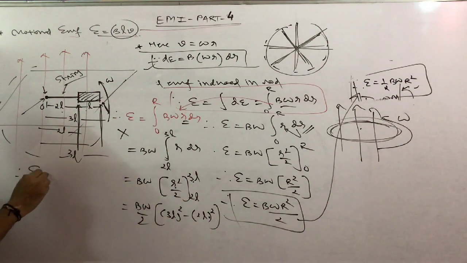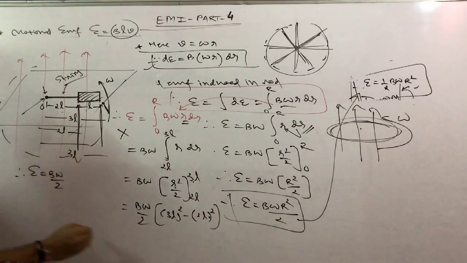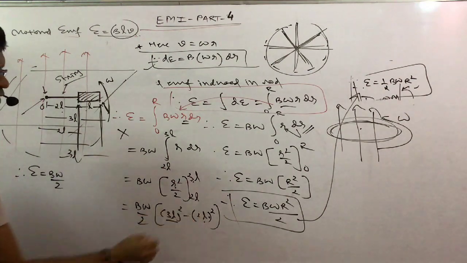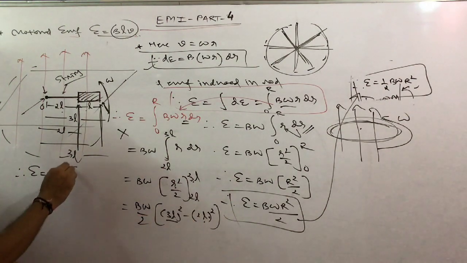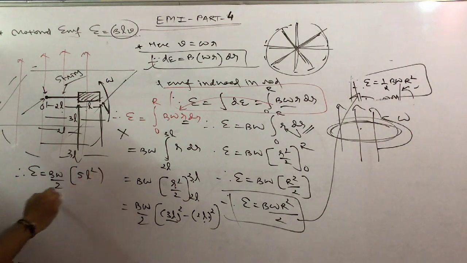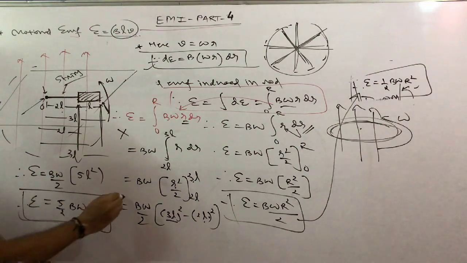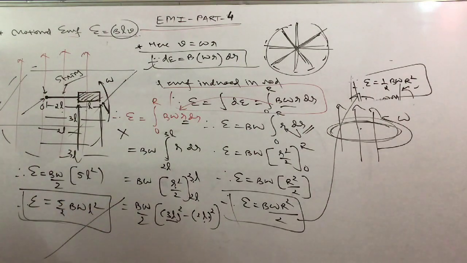So induced EMF B omega by 2. Here 9L square minus 2L square. That means 4L square. That means 5L square. So answer 5 by 2 B omega L square. And those students who have obtained this answer, they all are right.